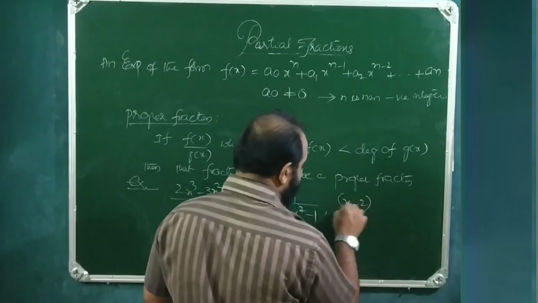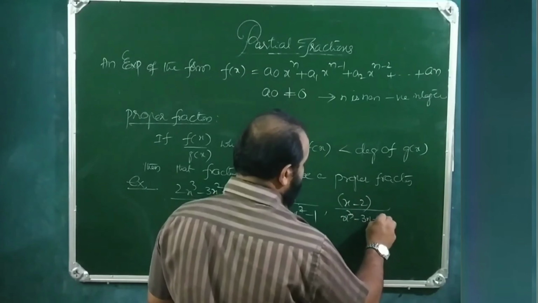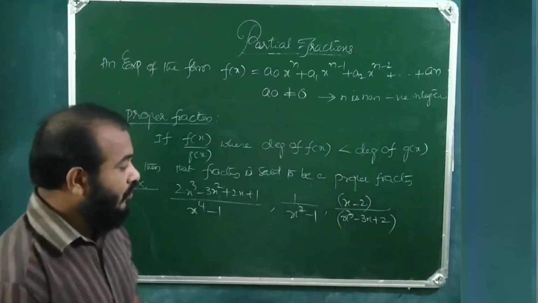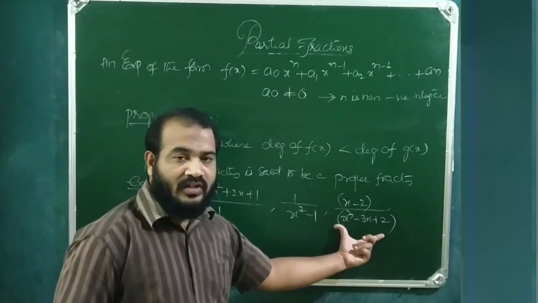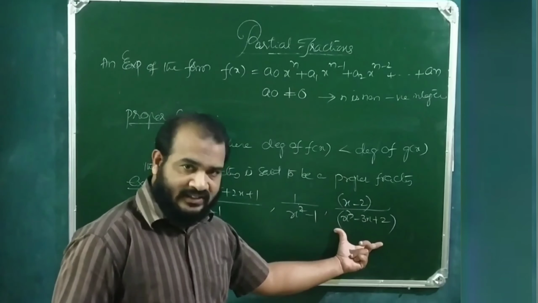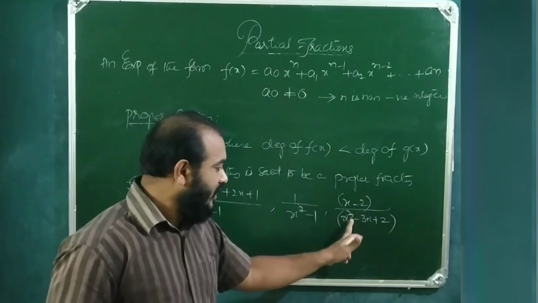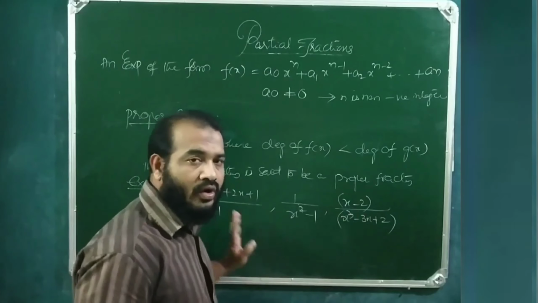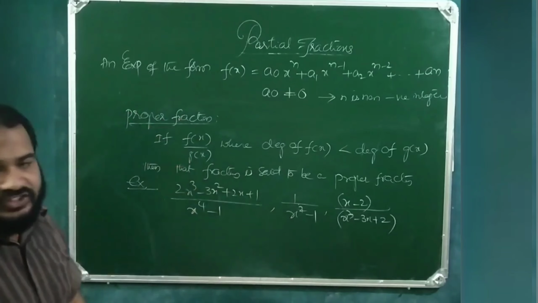And x minus 2 by x cube minus 3x plus 2. So this is of the form f of x by g of x, where g of x is not equal to 0. So this is a polynomial and this is also a polynomial in x. So here x power 1, so degree is 1 here. Here x power 3, degree is 3 here. So 1 is less than 3. These are all the examples of the proper fractions.